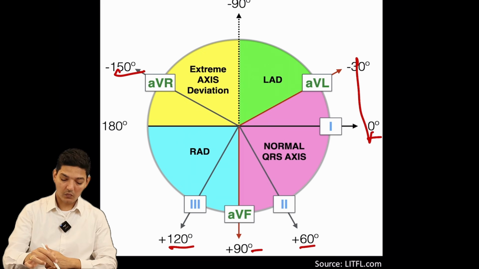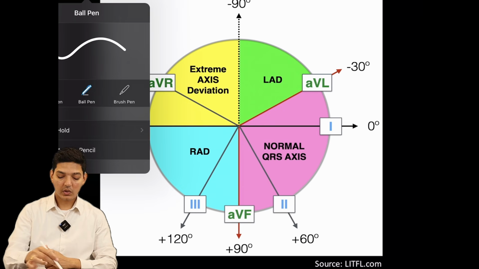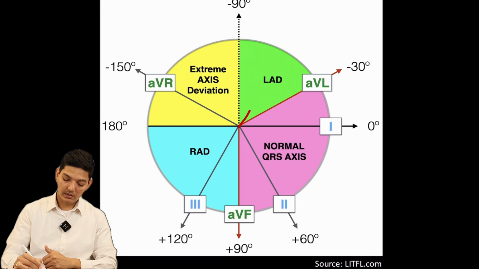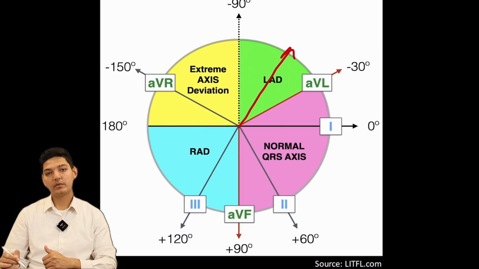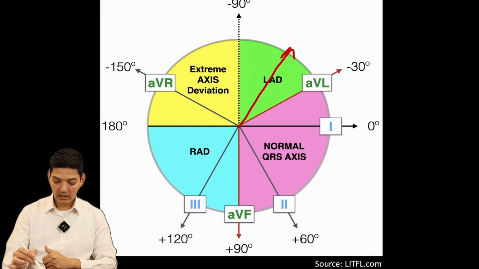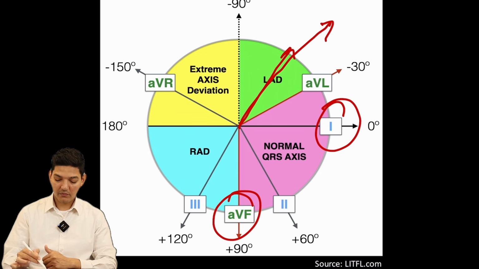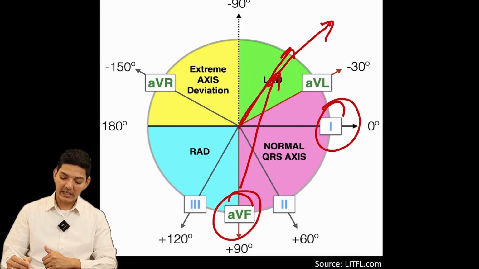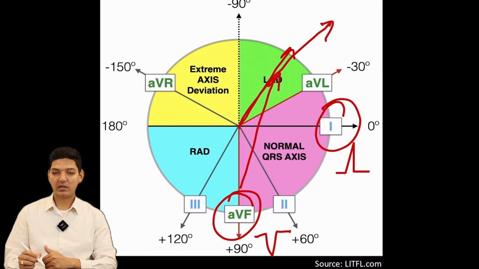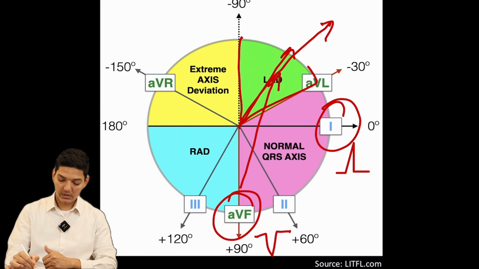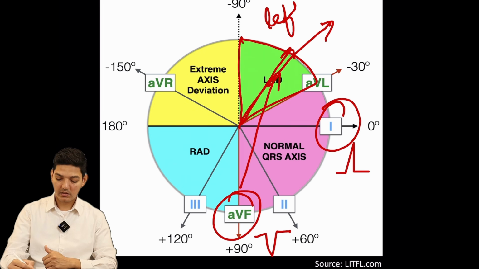Now let's try to understand what left axis and right axis deviation look like. Let's say the vector is going towards this direction. Here, lead 1 will still see this vector as coming towards it. But AVF will see it going away from it. So in that case, lead 1 will have a positive deflection, but AVF will have a negative deflection. And this is called left axis deviation.